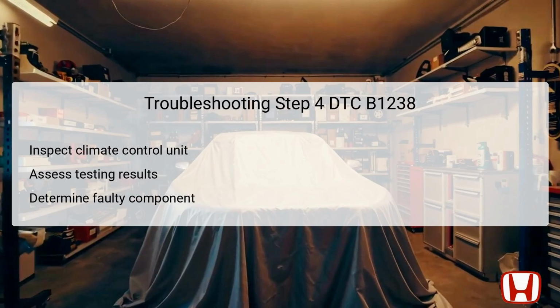If the previous inspections confirm the integrity of the wiring and circuits involved, the focus shifts to the climate control unit itself. This inspection is critical if the passenger's air mix control motor and its corresponding circuits have been verified as functional. Whether through visual inspection or diagnostic assessment, determine if the climate control unit is presenting faults or irregularities.